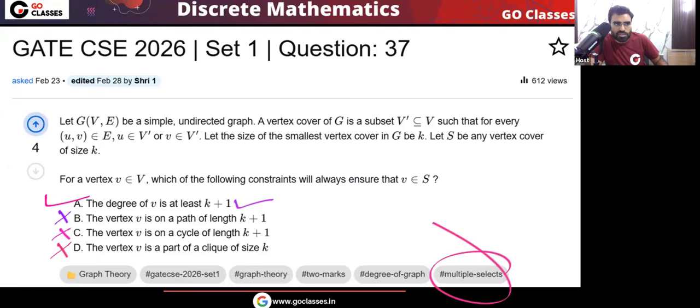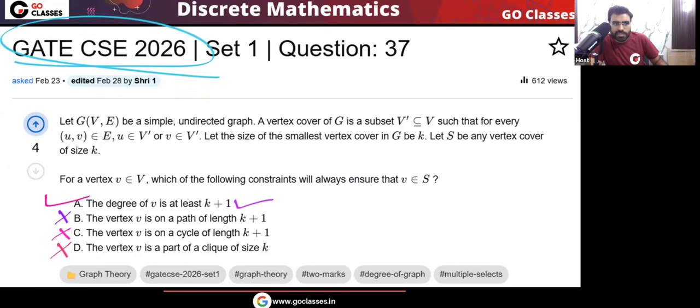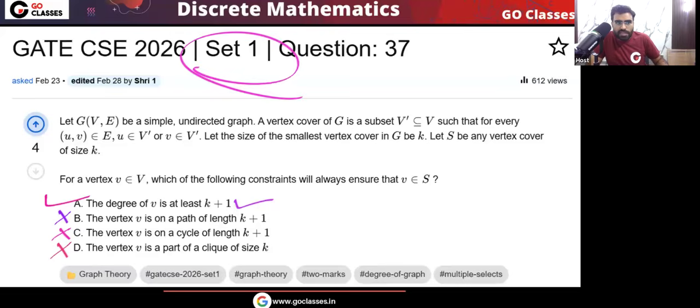This is actually an MSQ question, multi select question, and this is a really beautiful question in GATE 2026. Let me tell you, in GATE 2026, in set 1 there are two questions from vertex cover and matching. In this session, did you notice we have solved two questions of GATE 2026 of set 1. In the same set there are two questions. One question is based on vertex cover, another question is based on matching.